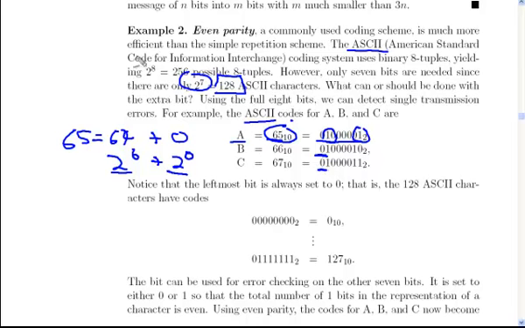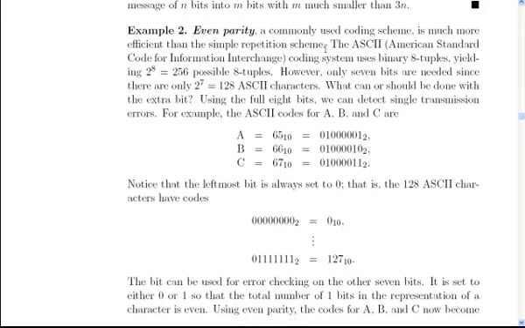And the way that's done is as follows. Notice, for instance, this 65. In the code for 65, there are two 1s. Okay, there's an even number of 1s here. In this 66, there are also two 1s, so this also has an even number of 1s. Here, 67, there are three 1s. This has an odd number of 1s.